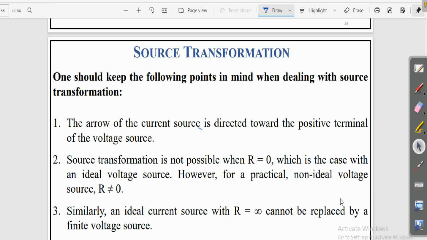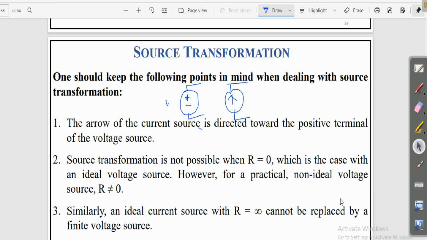The meaning of this one is, if you replace a voltage source with the current source, always the direction of the arrow symbol should be towards the positive terminal. Next, the source transformation is not possible when R is 0. When does R become 0? For ideal sources. What happens if R is equal to 0?